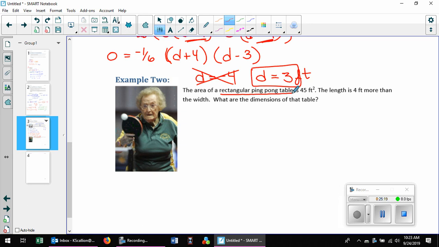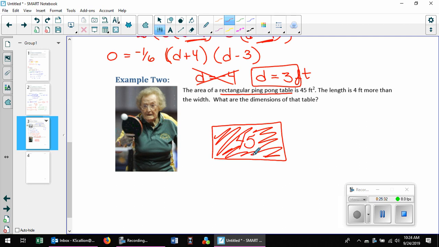Okay, so it's a rectangular ping pong table. I'll draw a picture. And the area is 45 feet squared. So the inside has a nice area measurement of 45. The length is 4 more than the width.